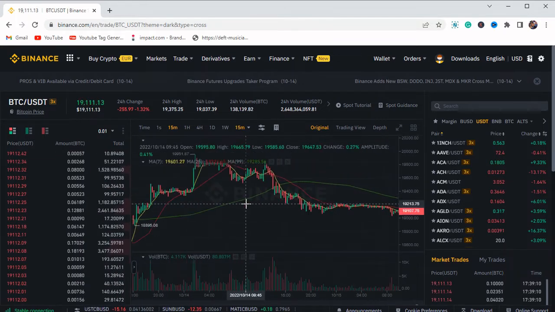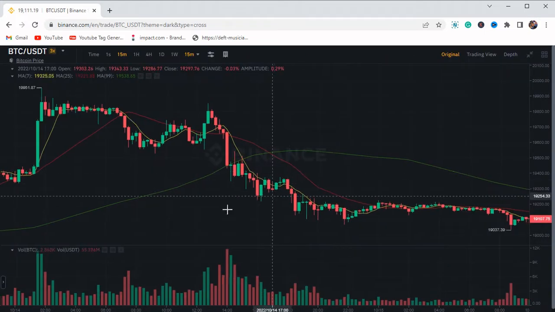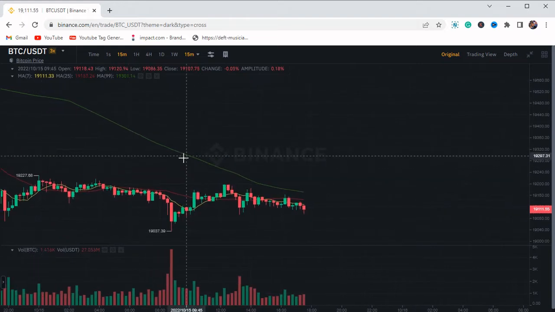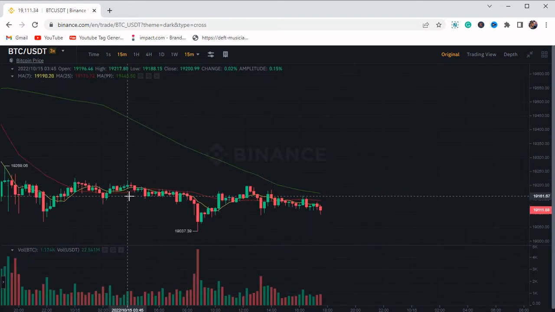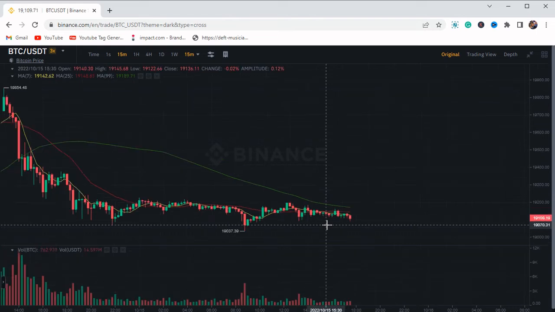So this is the strategy. It's very important you understand. Let me open it so that you guys can see it more. Okay, so you can see we have the candlesticks this way. If the moving averages are above the candlesticks, we are selling. If the moving averages are below the candlesticks, we are buying.